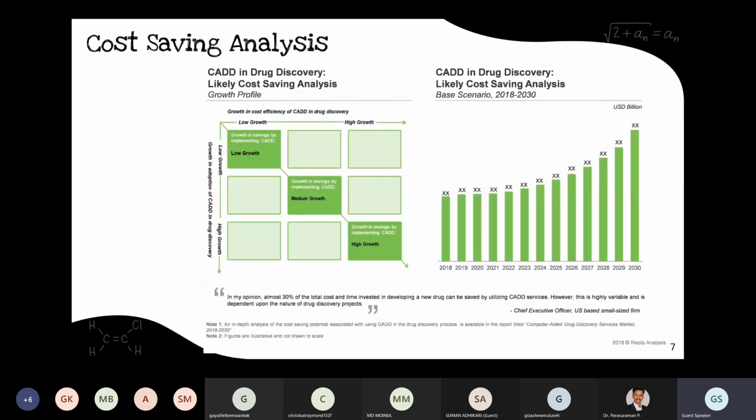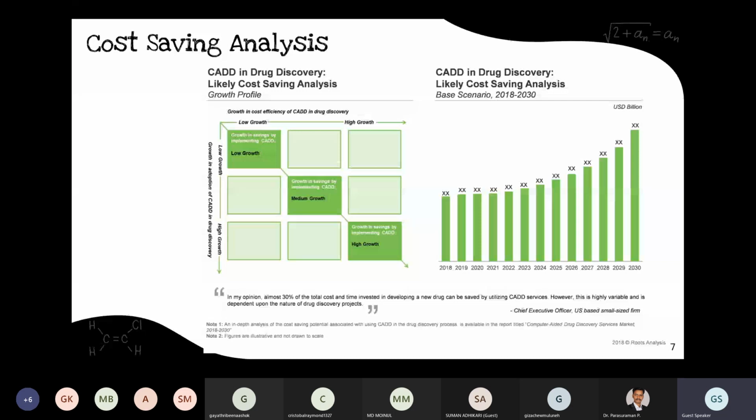Now, when you look at the cost analysis, you can see what they're looking at is not how far it is increasing. They're looking at how far they can save the cost, and by implementing what kind of technologies they can reduce the cost.